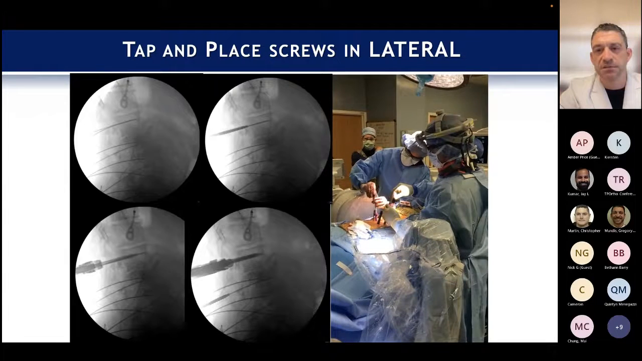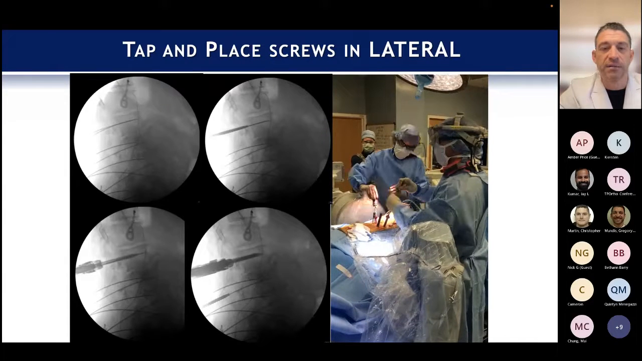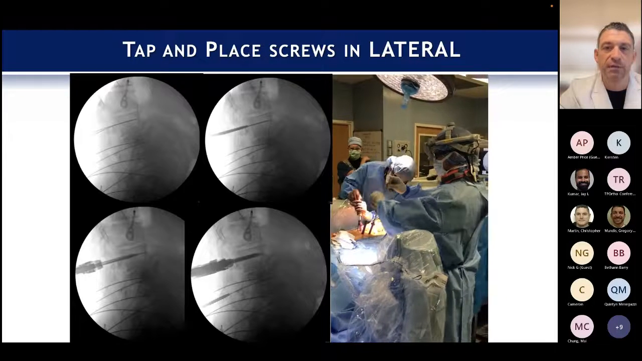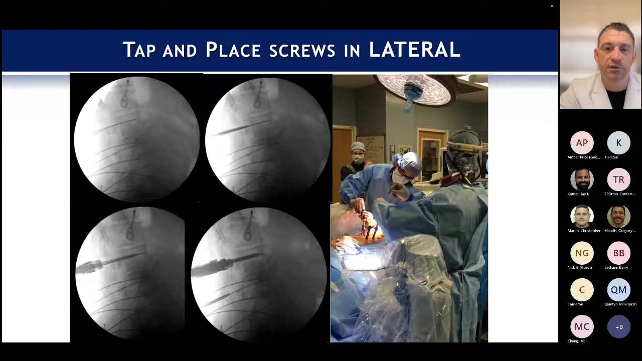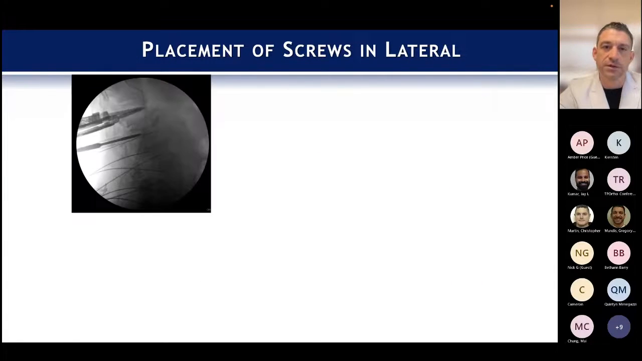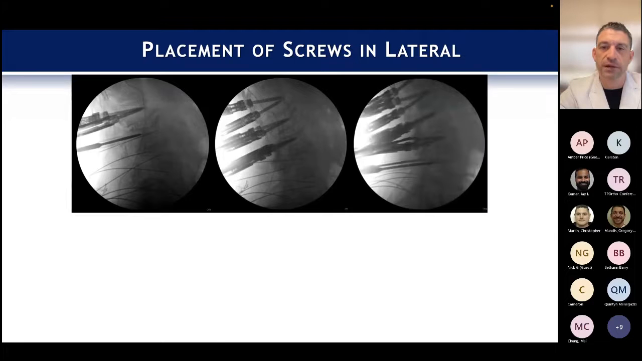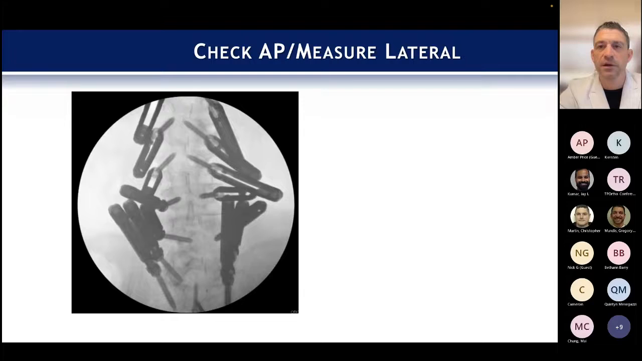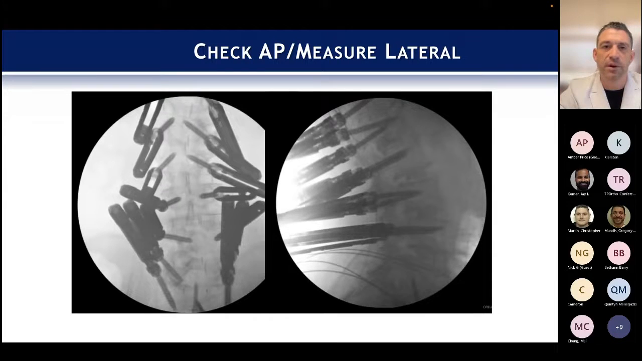Next, if you're using this methodology, you'll tap and then place the screw over the tap. So I'll usually do this level by level. So we'll tap and then place a screw and do that again, level by level, get all your screws in place, and then check your AP and lateral, make sure that you're happy with where you're at.